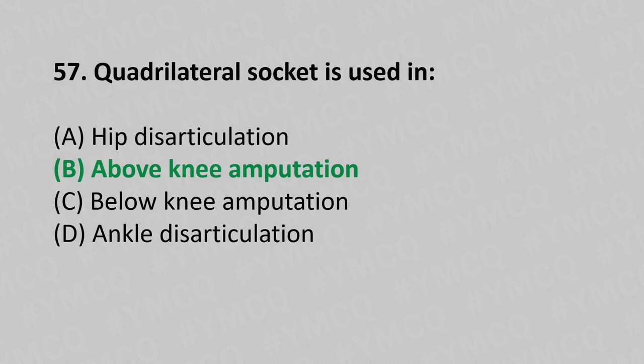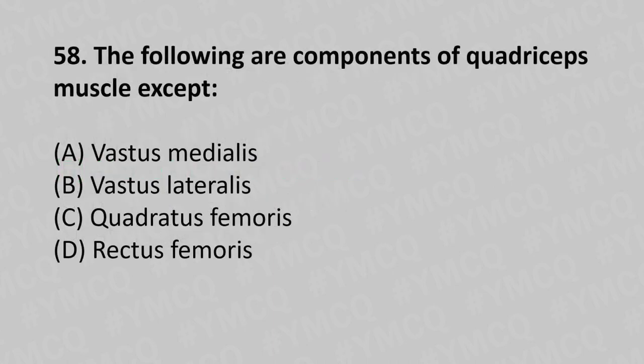Moving to our 58th question, the following are the components of quadriceps muscles except option A, vastus medialis. Option B, vastus lateralis. Option C, quadratus femoris. Option D, rectus femoris. And the answer is option C, quadratus femoris.